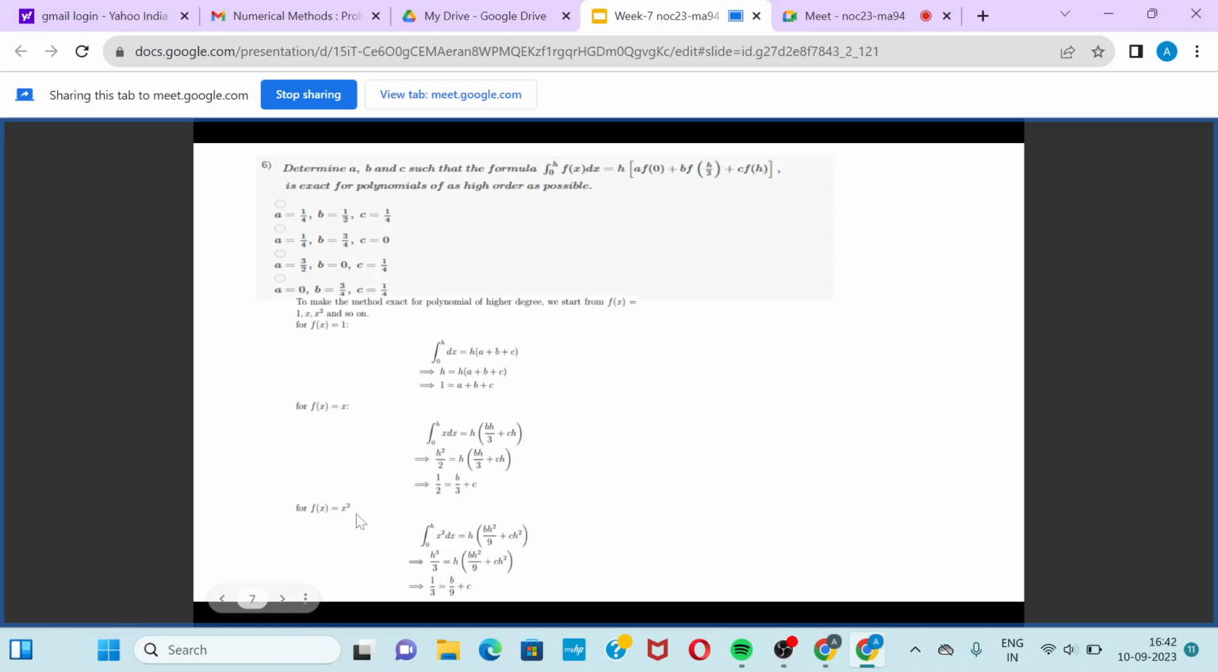Now for f of x equal to x square, what will you get? Just integrate from 0 to h. Here substitute f of x as x square. Then f of 0 will be 0, f of h by 3 will be h square by 9. Similarly f of h will be h square. So solving all this will give you 1 by 3 equals b by 9 plus c, right? So now we have got three equations with three variables. Solving this will give you a equals 0, b equals 3 by 4 and c equals 1 by 4. Fine. So in this manner we got all these constants.